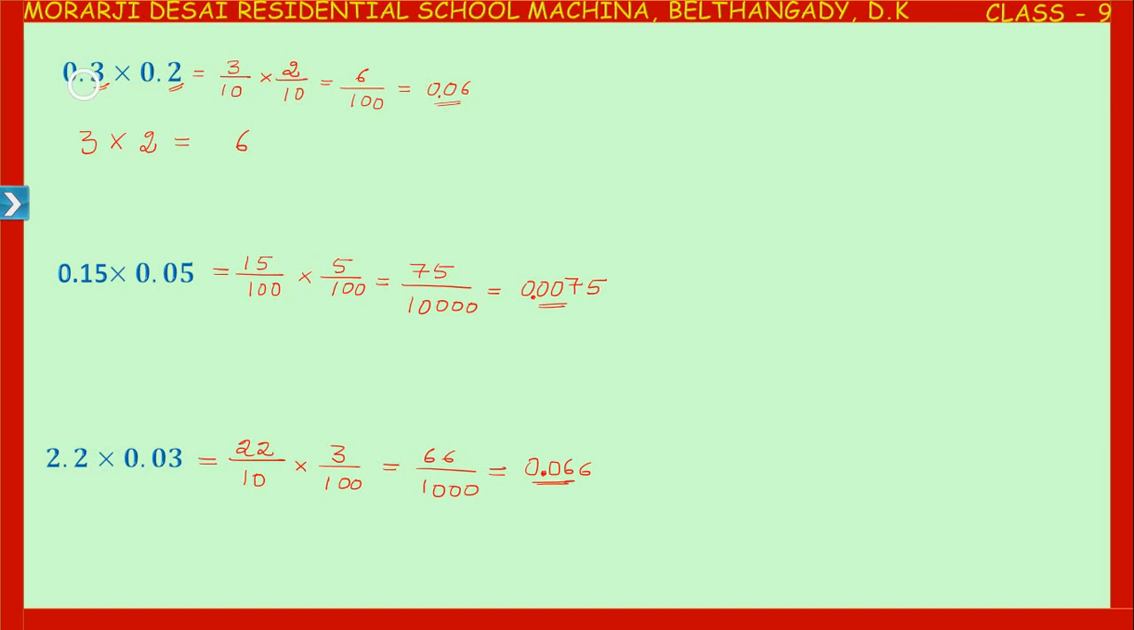In 0.3, 1 digit after the decimal point. In 0.2, 1 digit after the decimal point. So 1 plus 1 is equal to 2. So 2 digits after the decimal point in the answer, in the product.